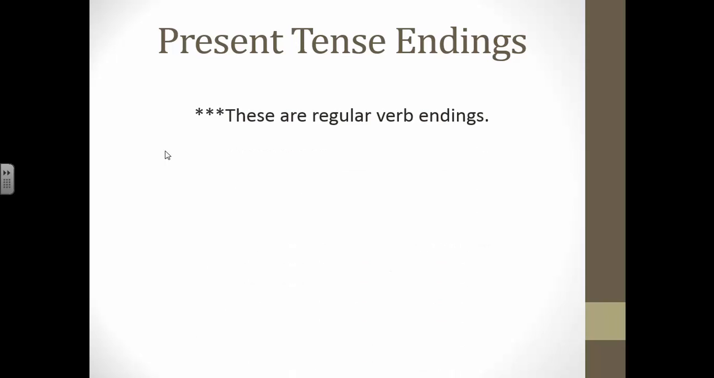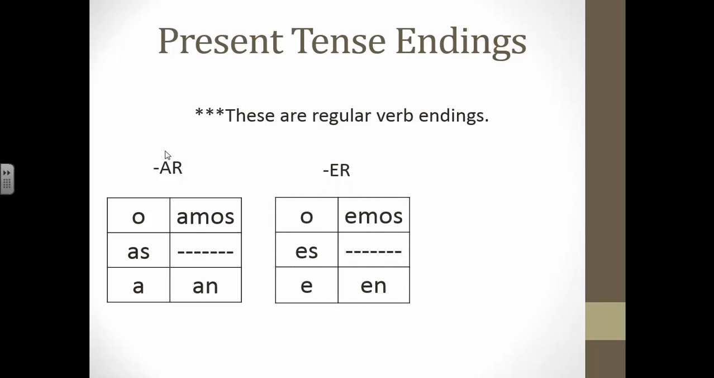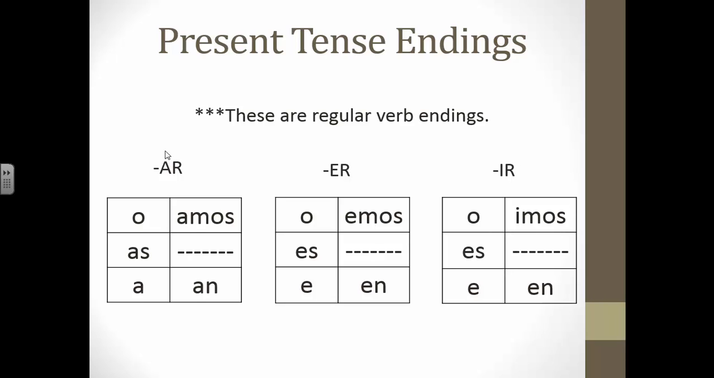Okay, let's talk about present tense endings. Remember your endings for AR verbs: you drop the AR and add o, as, a, amos, an. ER verbs: you drop the ER and add o, es, e, emos, en. And IR verbs: you drop the IR and add o, es, e, imos, en.